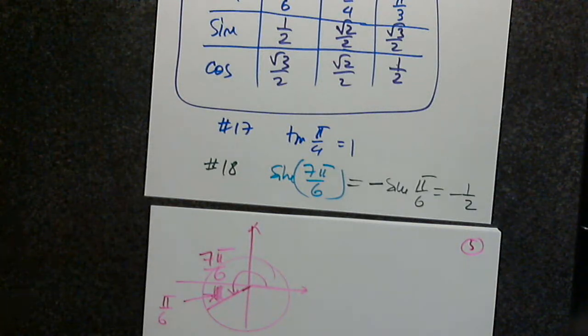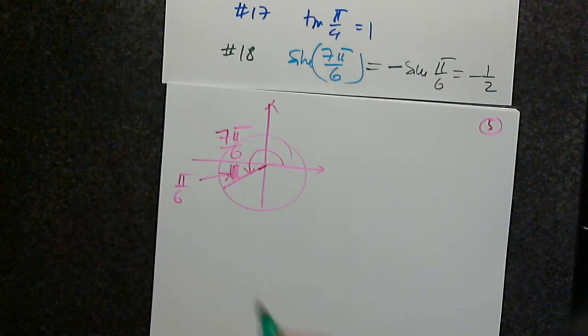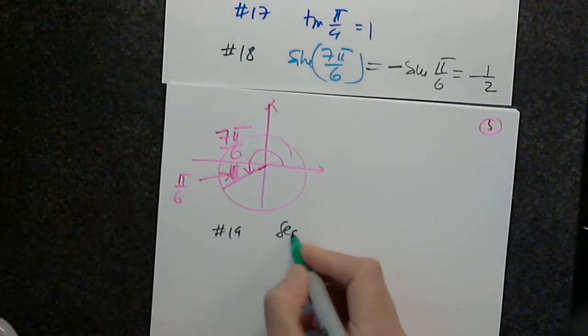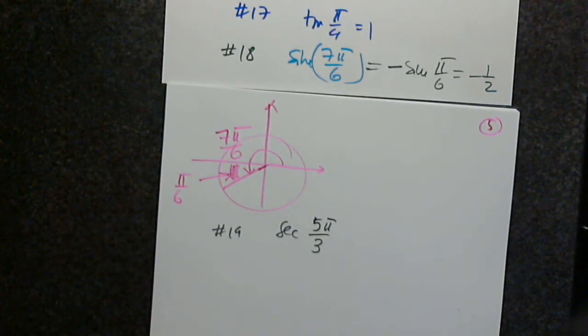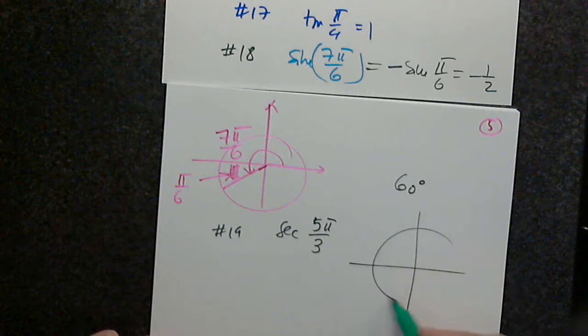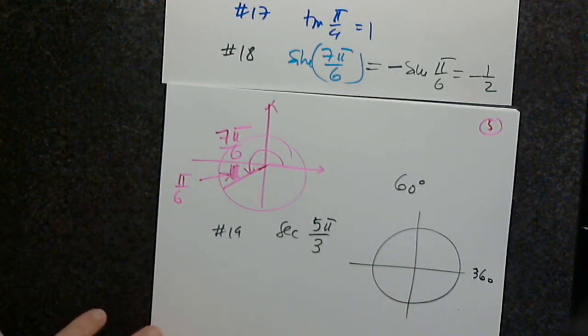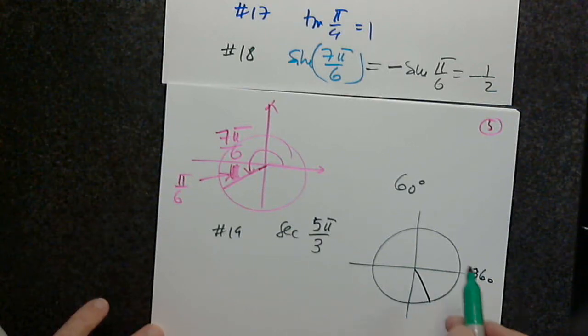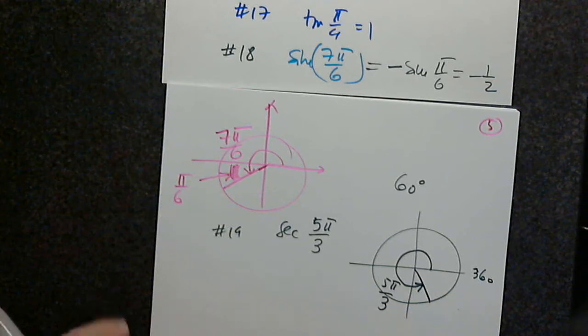Okay, so secant 5 pi over 3. Pi over 3. Again, I have no idea what this means, but I know that pi over 3 is 60 degrees, and 5 times 60 is 300. So if this is 360 degrees, 300 is 60 degrees shy of it. So this must be the 5 pi over 3.